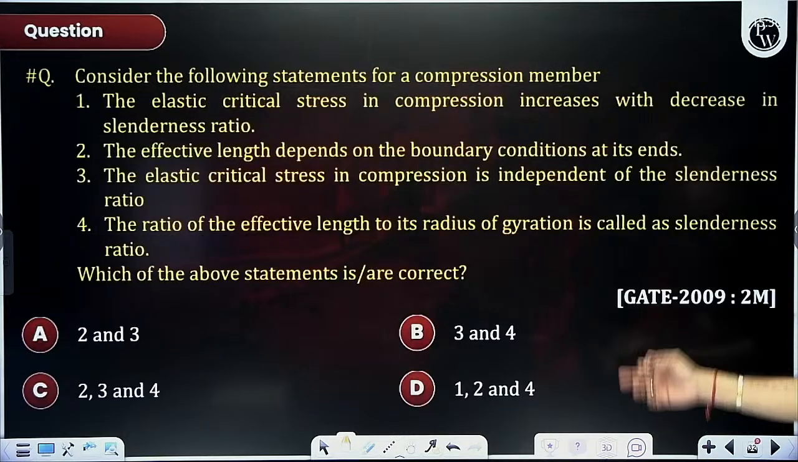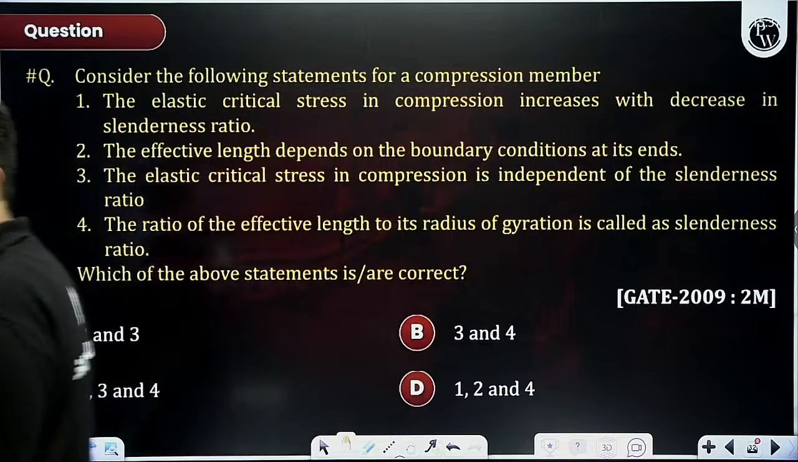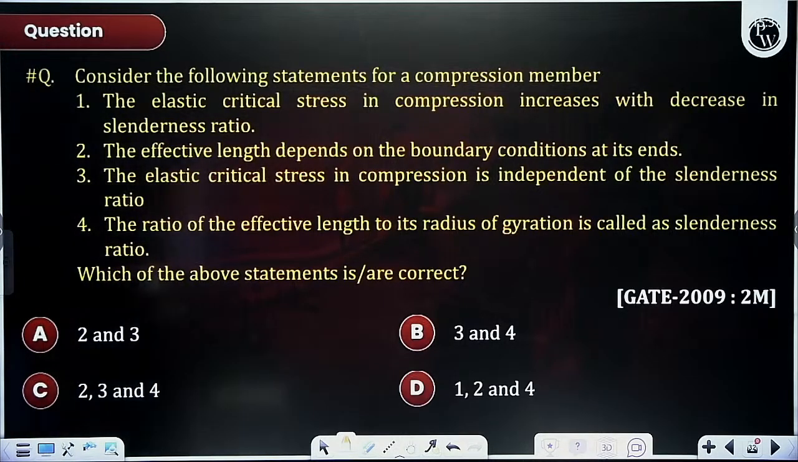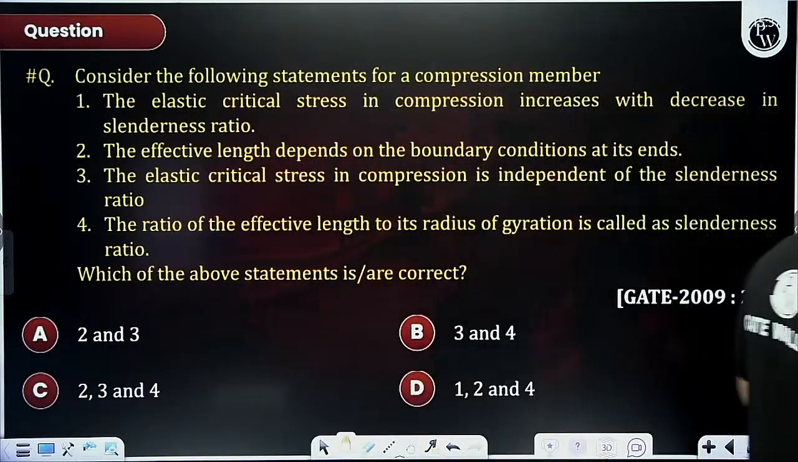Last question of today's session. Please tell me the answer of this question as well. Think before answering. So give me the answer of this question as well. I want correct answer from everybody.